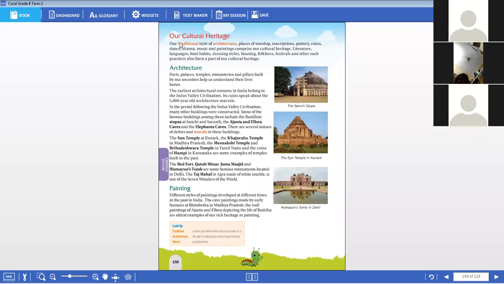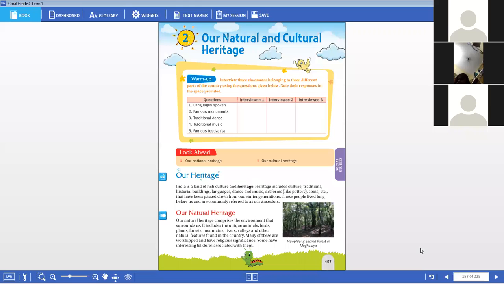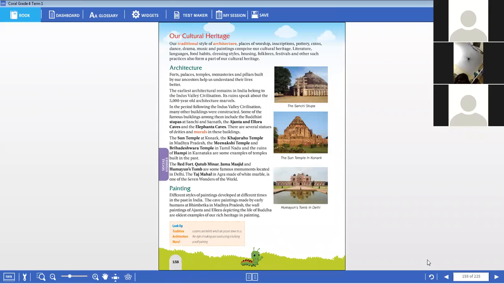This is up to the part of our cultural heritage. We just now saw our natural heritage. Now coming to our cultural heritage, our traditional style of architecture, places of worship, inscriptions, pottery, coins, dance, drama, music, and paintings comprise the cultural heritage. Literature, language, food habits, dressing style, housing, folklores, festivals, and other such practices also form a part of our cultural heritage, children.